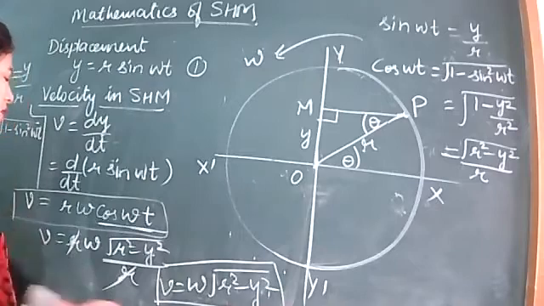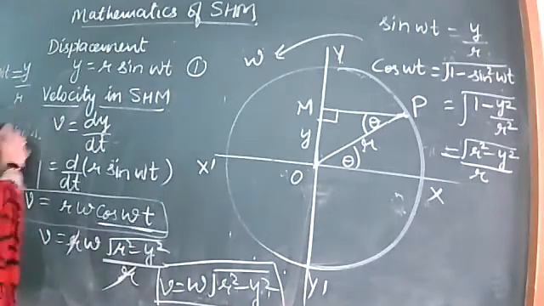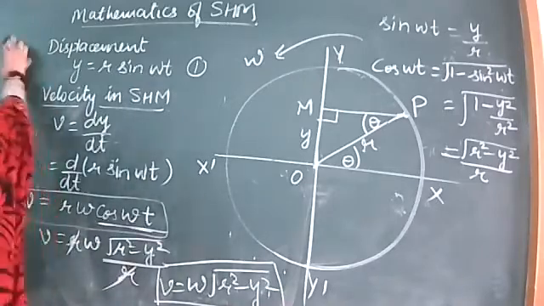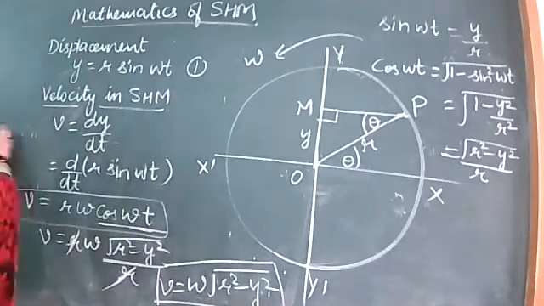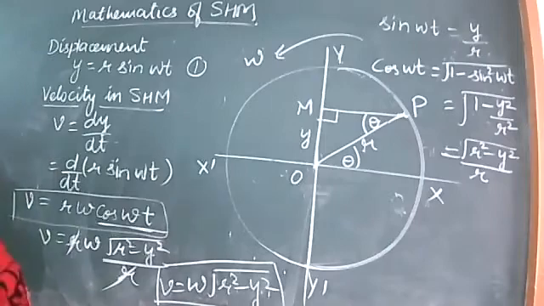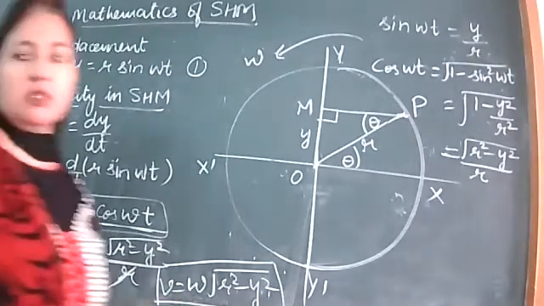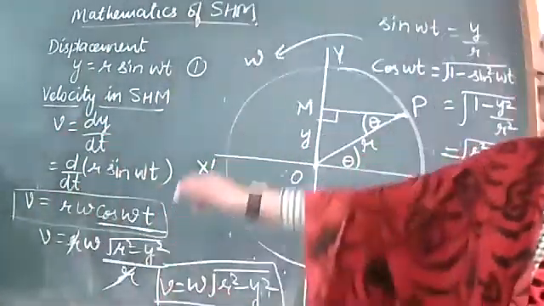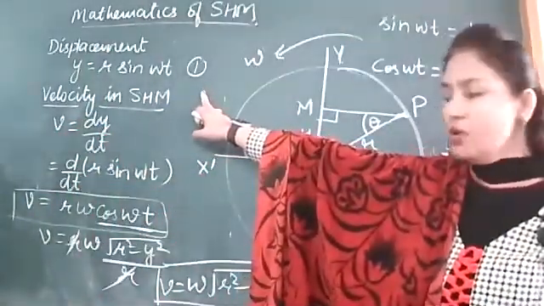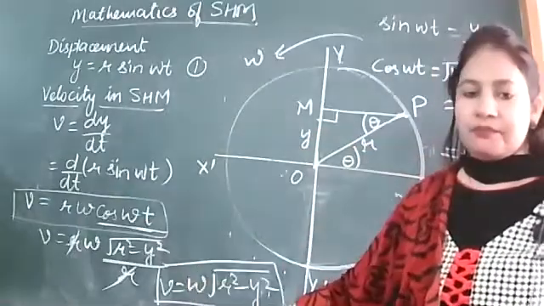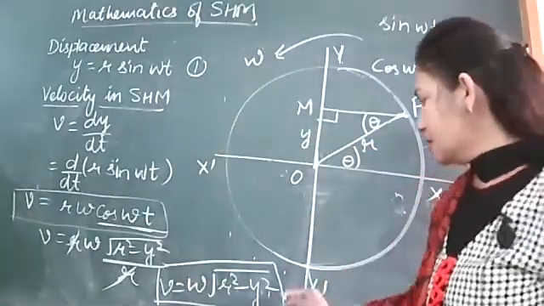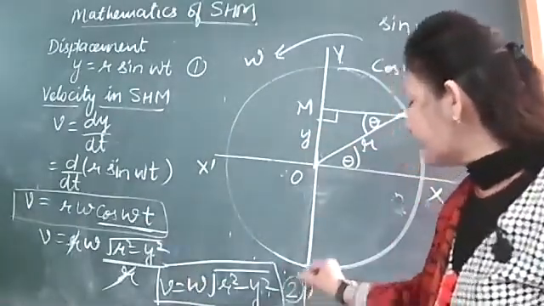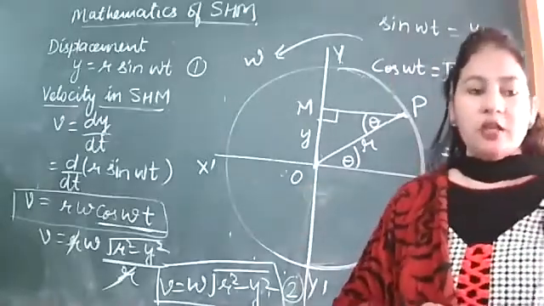So note it down. This is velocity equation in SHM. Have a look at this. Displacement in SHM is clear to you. This is velocity in SHM. Let us say this is equation number 2.